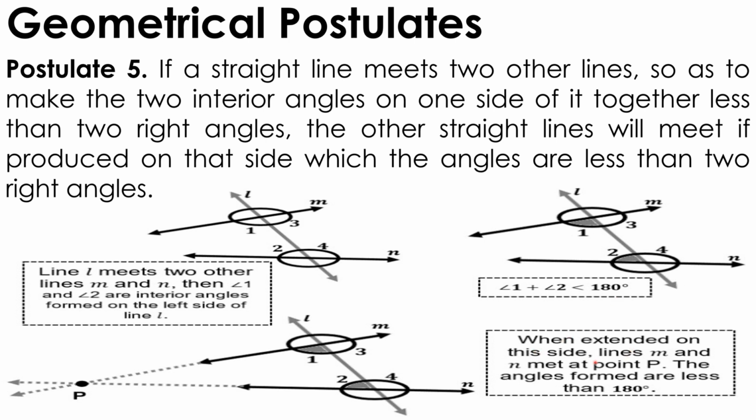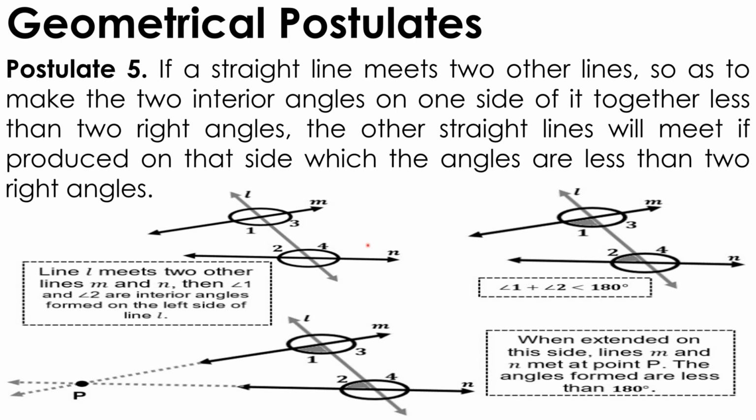When extended on this side, lines M and N, this is line M and this is line N, meet at point P. So they have a point of intersection which is P. The angles formed are less than 180 degrees. So the measurement of this angle is less than 180 degrees. This is what postulate number 5 discussed.